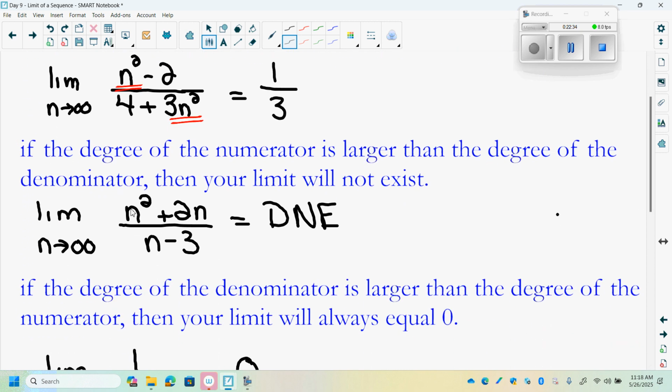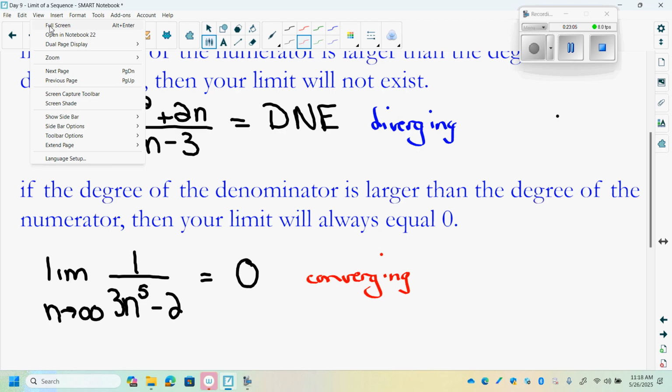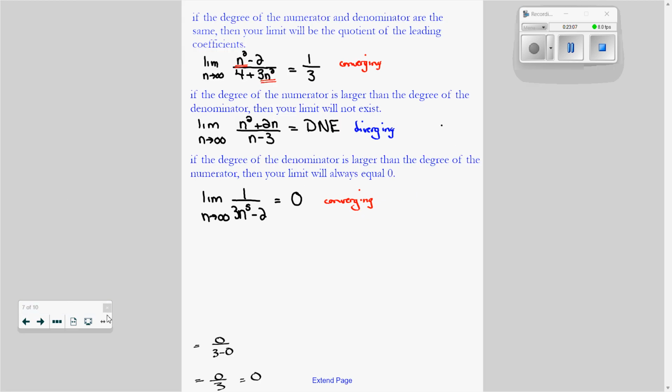If the higher power is present in the numerator, the limit does not exist. So this would be converging. This would be diverging. And the last one, it's also converging, the last situation, if the denominator has the higher degree. It will converge on 0. So those are your 3 situations.